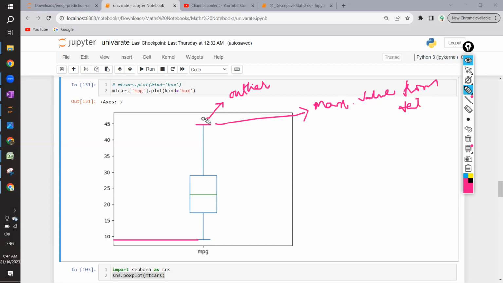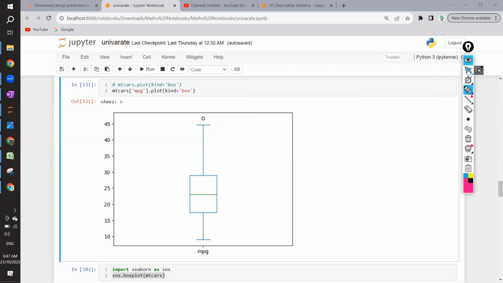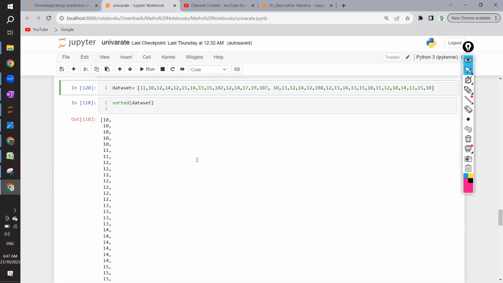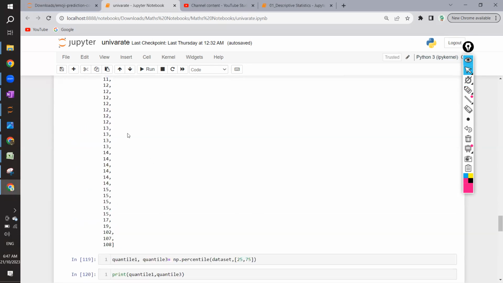Okay, if at all this is not present, fine. Ultimately this graph will plot all the values from the given data set. I will first take this example, you'll understand better. See, this data set is having these three outliers, 1 or 2, 7, 8.